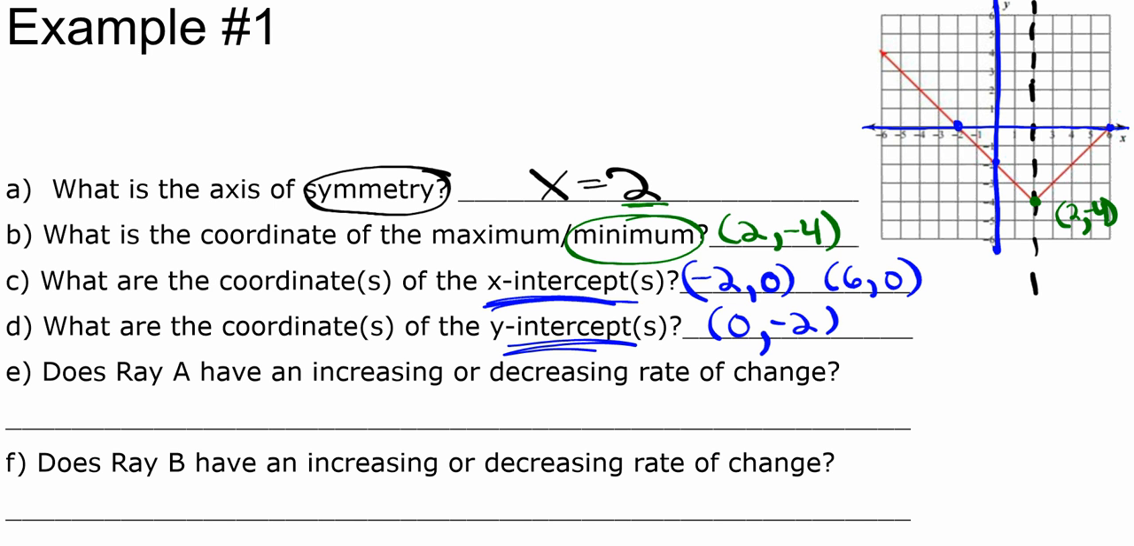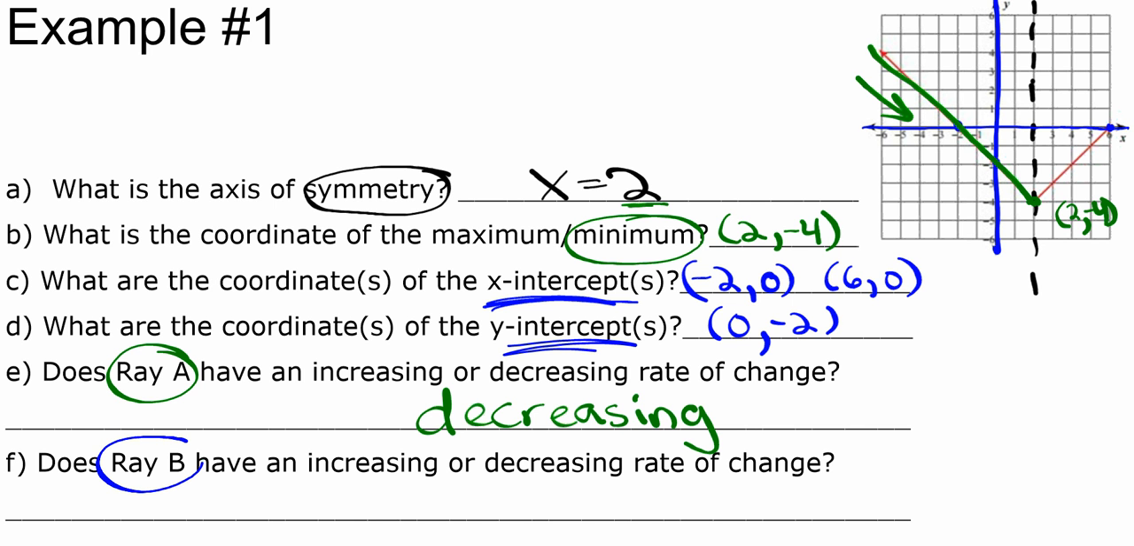Now we're going to take a look at whether or not this increases or decreases for ray A. Ray A is going to be the first ray that we see. When we read this like a book, from left to right, we are going down. So that is going to be decreasing. But ray B, when I end up at ray B, which is my second part, the second half, I am now going up. So ray B is going to be increasing. And there are the key features of our absolute value graph.